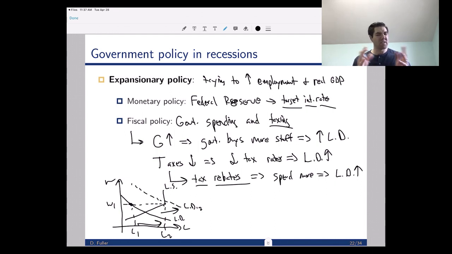So I know it's a little bit hazy. I haven't gone into the details, and that's on purpose. In the next chapter, we're going to go into the specifics of how government policy works, but at least you have some ideas here that you probably already had before, right? If the government decreases the tax rate, that is going to cause labor demand to shift to the right. Employment goes up, real GDP goes up. That is the main idea there.